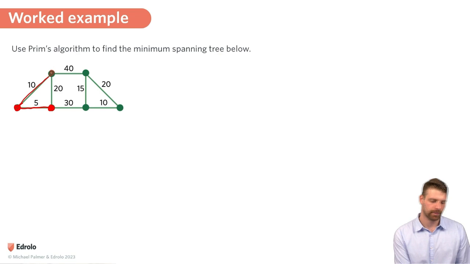So let's choose that one. Got new choices now. Now the 20 is the lowest, but it doesn't connect a new vertex, so we don't choose that. We can choose 30 or 40. So we have to choose 30, and that connects this new vertex here.